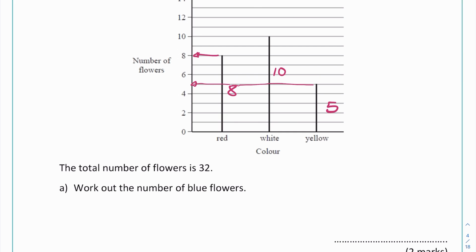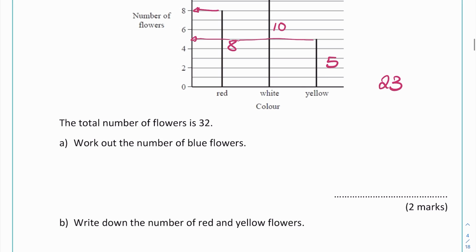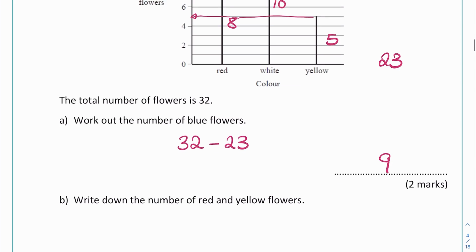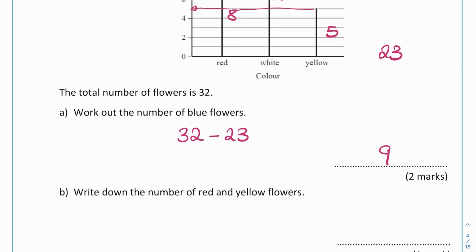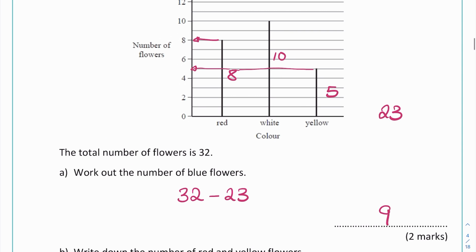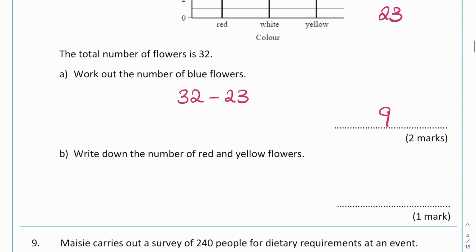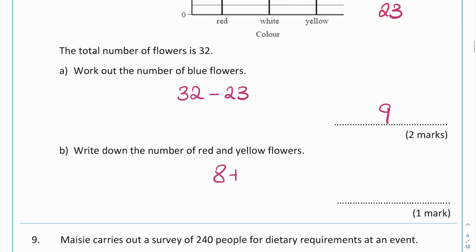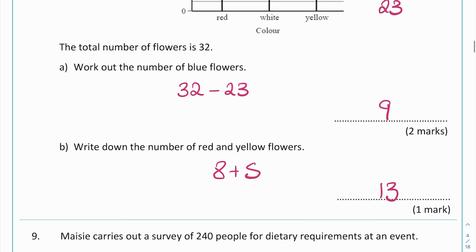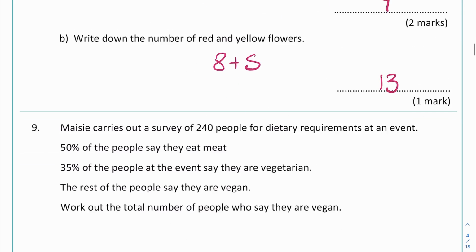If we add those together, 8 plus 10 is 18, plus the 5 is 23. So the ones that are missing have to be blue. So if we do 32, the total amount of flowers, take away what we already know we have, 23, we end up with 9 that are left over. So there must be 9 blue flowers. It then says write down the number of red and yellow flowers. So looking at what we have, red was 8, yellow was 5, so in total that is 13. So 8 plus 5, if I write down my working out, that's equal to 13. And there we go, there was just reading some information from the line graph.